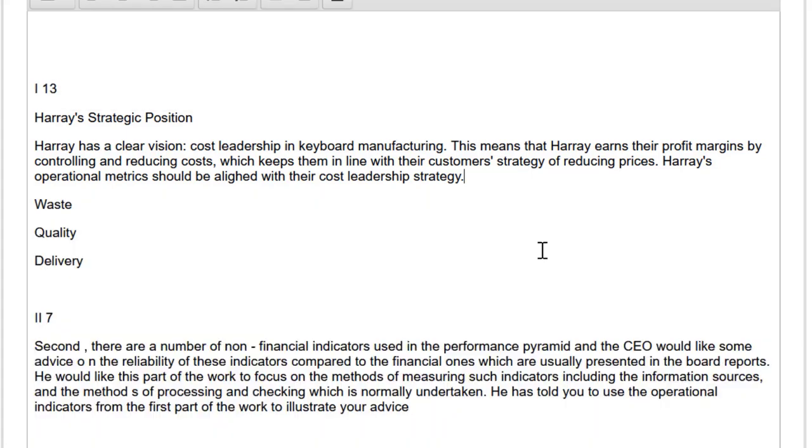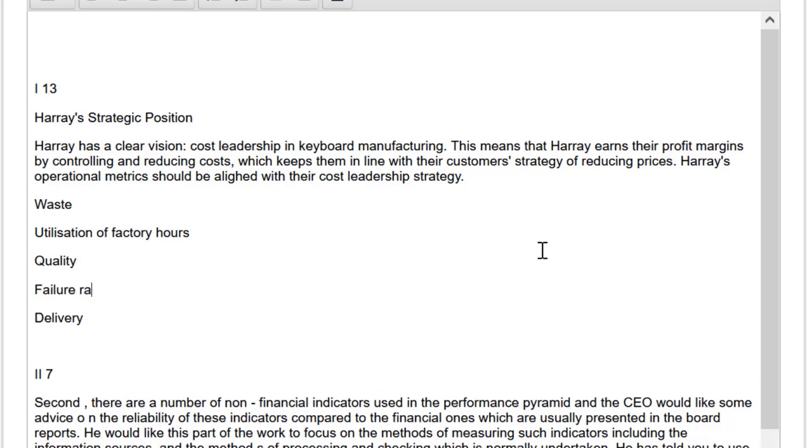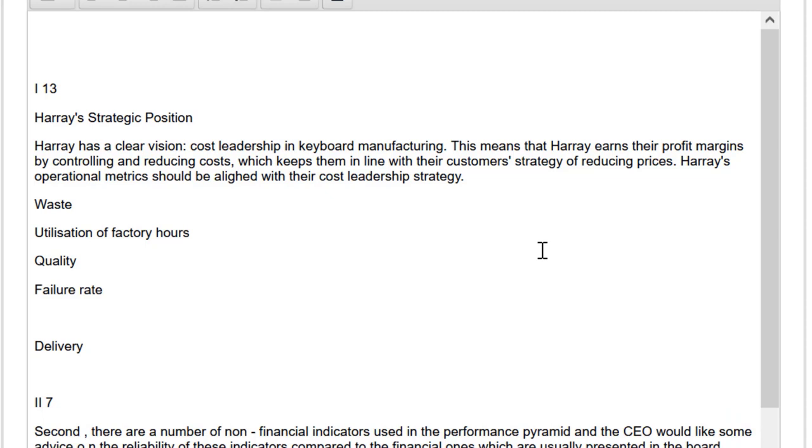Moving on to the three unfinished headings of the performance pyramid, now I will plug in the metrics that I calculated in the appendix. So I calculated utilization of factory hours. I calculated a failure rate. I calculated the internal failure costs. And I calculated the on-time delivery rate.